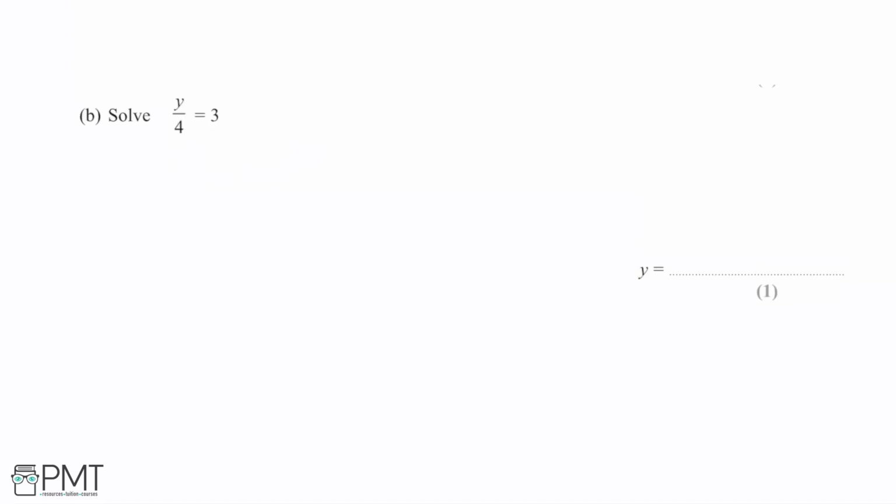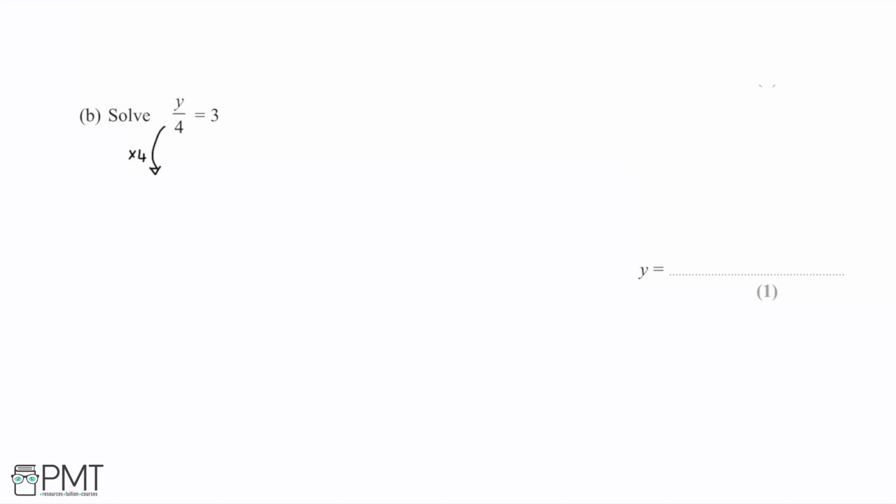Now here we're given a question of a similar form. So I'm asked to solve y over 4 is equal to 3. So I want this in terms of y. So y is going to be equal to some number. Now, if we have y over 4 is equal to 3, we're dividing y by 4, and then that's equal to 3. So in order to get this answer in terms of just y, if we were to multiply both sides of this equation by 4, we're going to get an answer where y is equal to something.